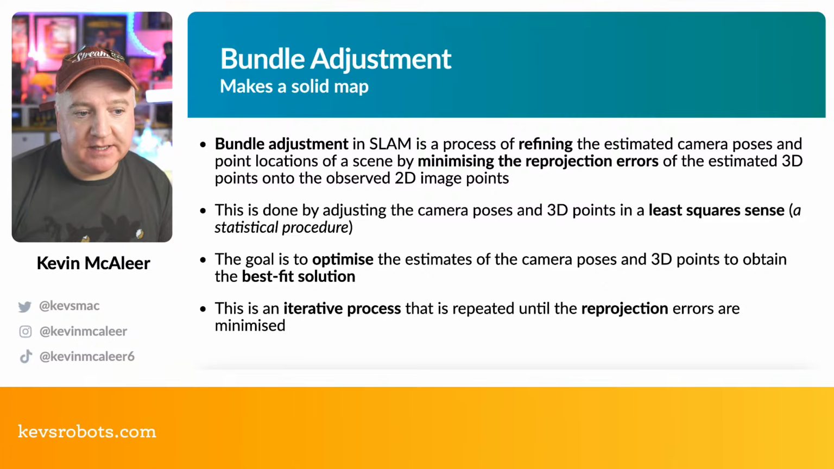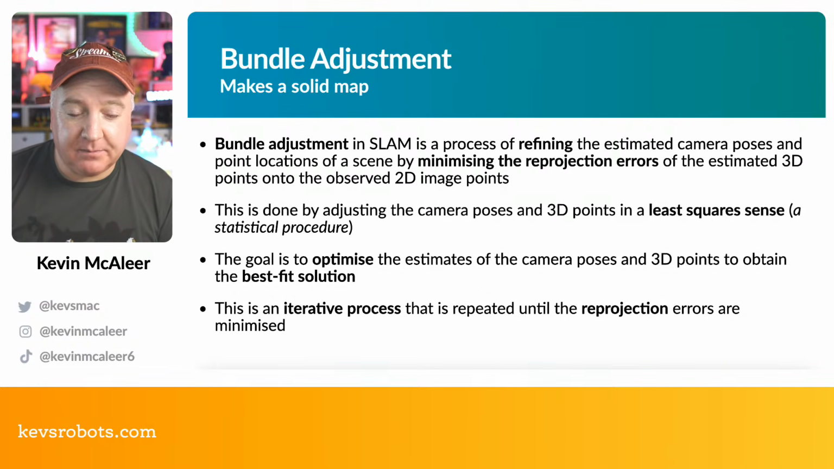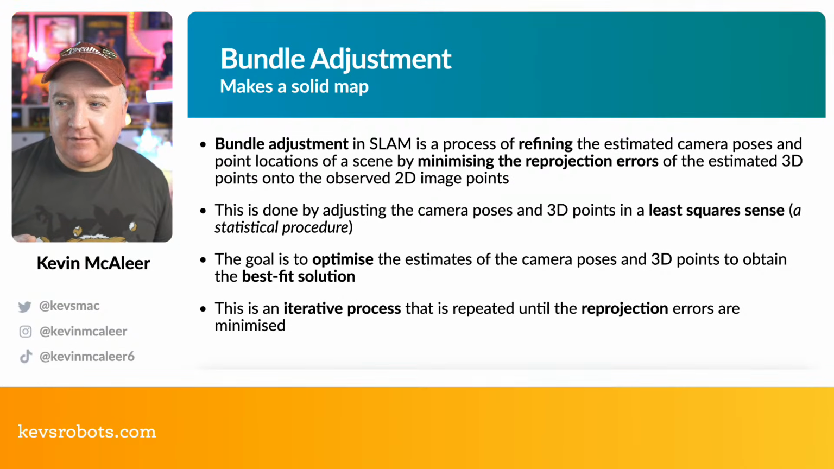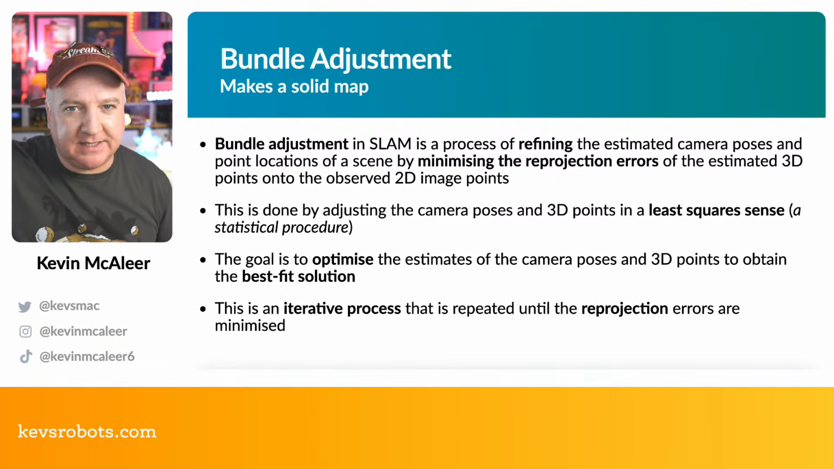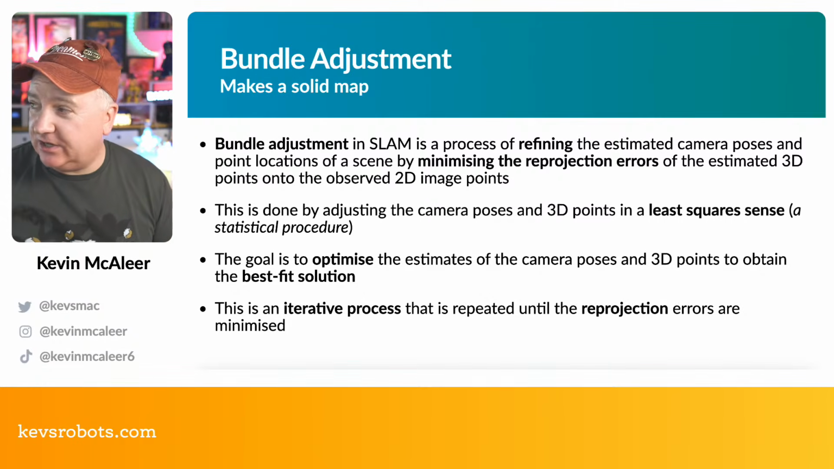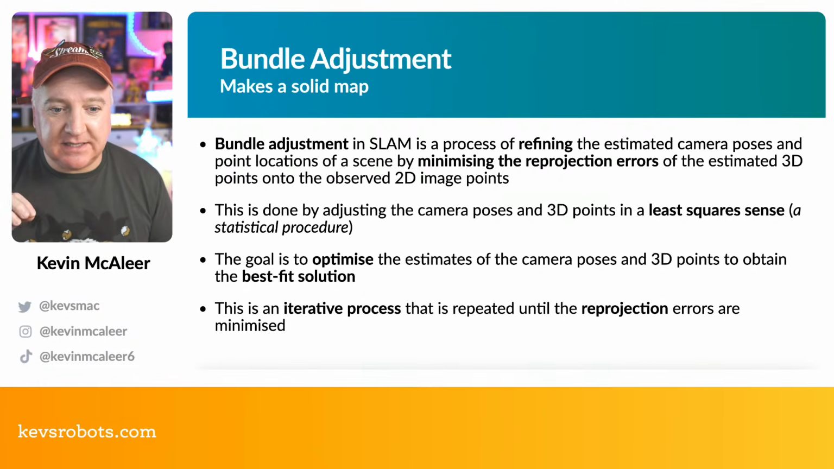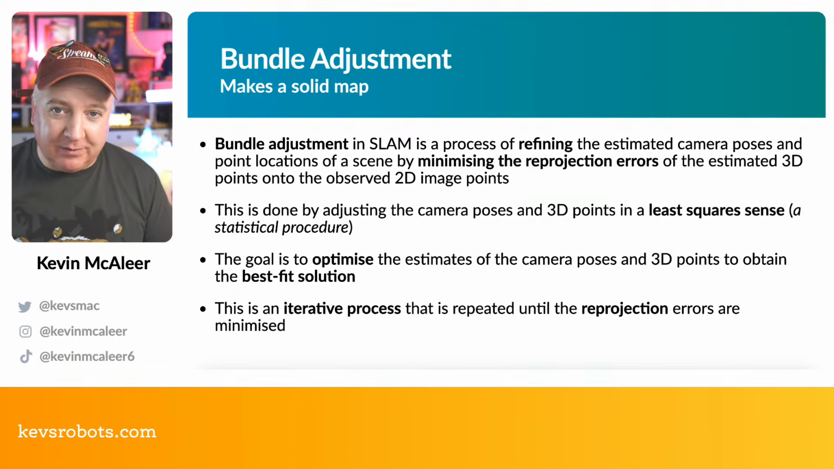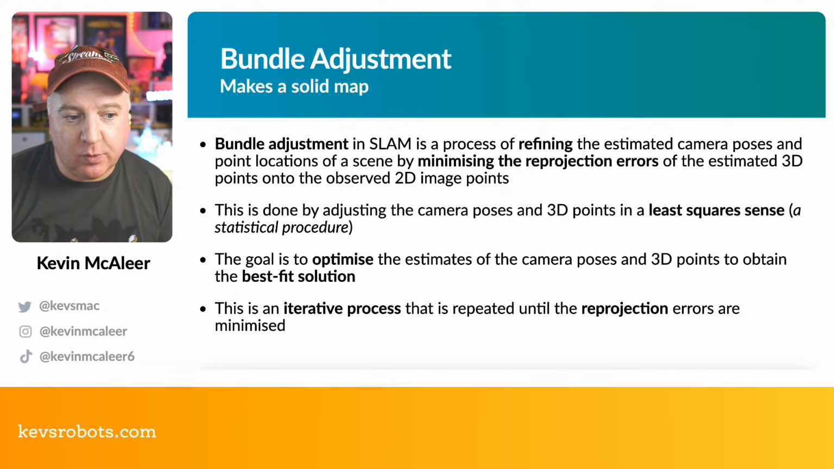Bundle adjustment is the process of refining the camera poses and location information, minimizing the reprojection errors of estimated 3D points onto the observed 2D points. So it's comparing what it can actually see with what its map is and updating that over time. The algorithm used for that is called the least squares sense, which is a statistical process. If you previously detected a wall over there at 1 meter, and then you come back to what you think is the same position and check again and it's ever so slightly out, this least squares statistical algorithm will correct for that. It's a really quick way of optimizing that.